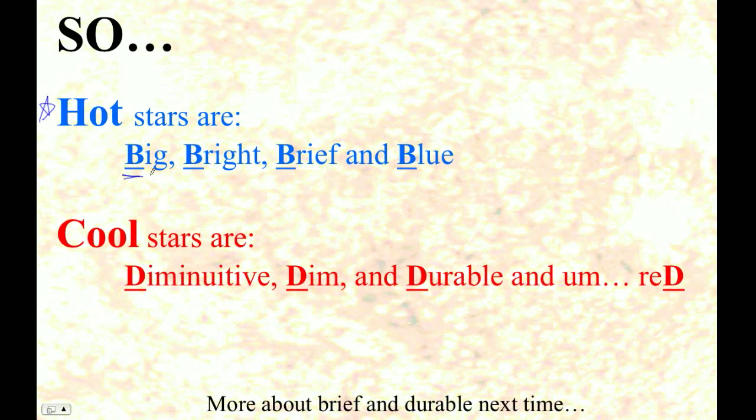Hot stars are big, bright, brief, and blue. And cool stars, I made this up, no other physics kids anywhere in the country get this. Cool stars are diminutive, that means small. Dim, durable, and you would think there'd be a word in the English language that starts with D that means red. So they're durable and red. And we'll talk about why these guys burn up quickly. The big stars, this is weird, burn up quickly, and the small stars burn up slowly. Talk about that next time.